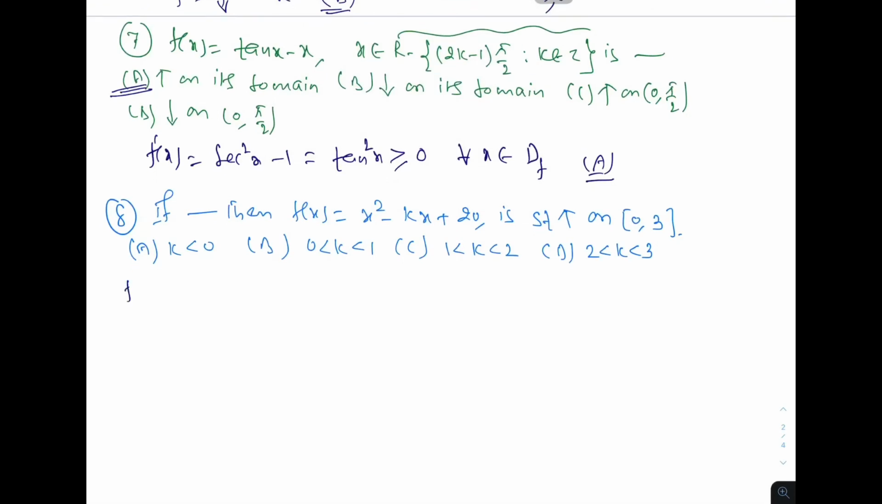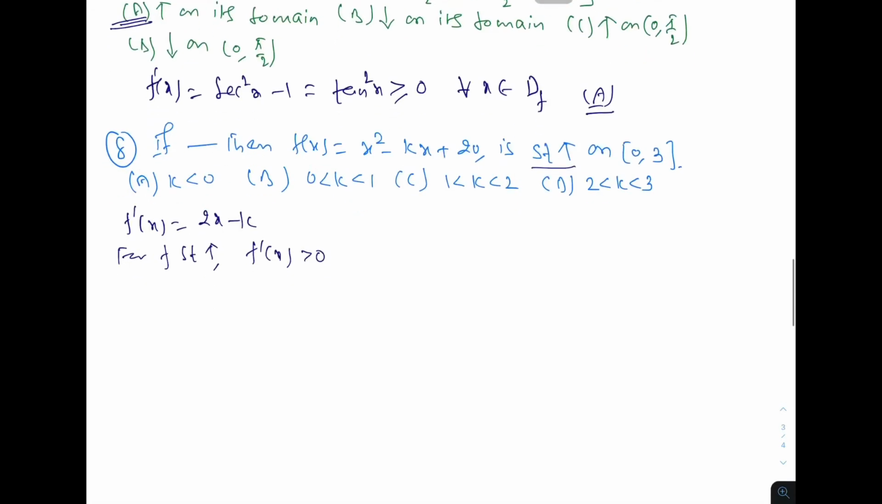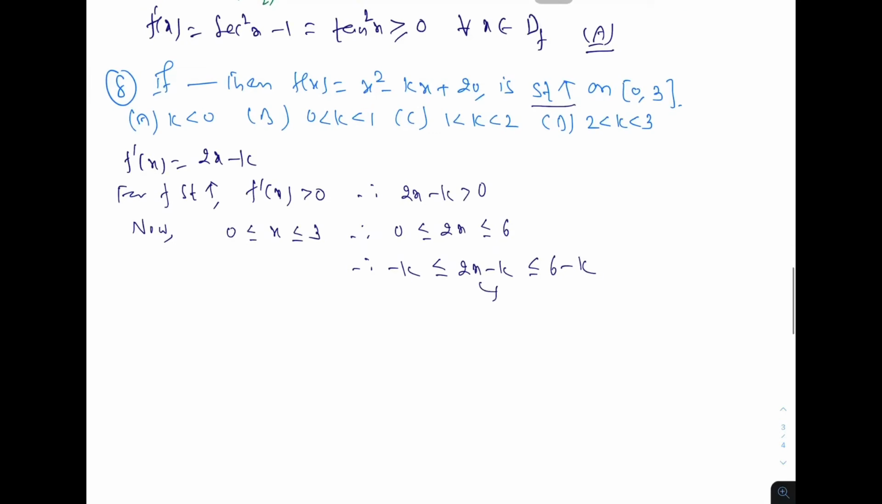Now see here, f dash x is 2x minus k. Now f is strictly increasing. So for f strictly increasing, f dash x greater than 0, and therefore 2x minus k should be greater than 0. Now see, x lying in 0 to 3. So 0 less than or equal to x less than or equal to 3. Therefore 0 less than or equal to 2x less than or equal to 6. And therefore minus k less than or equal to 2x minus k less than or equal to 6 minus k. That is our f dash x.